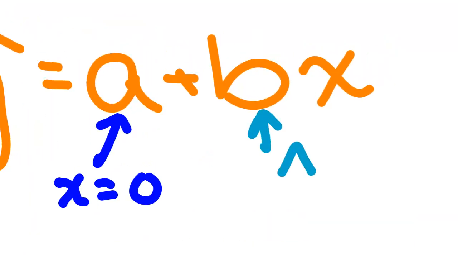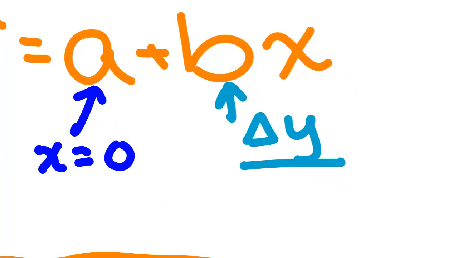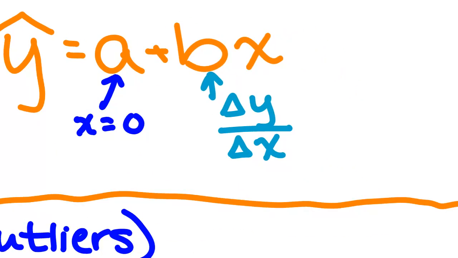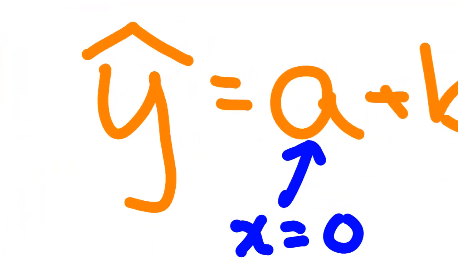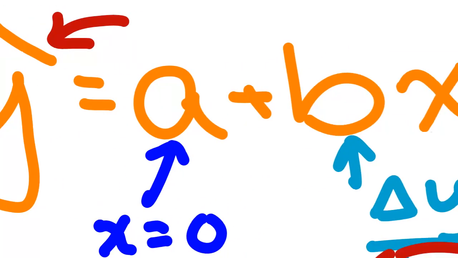B, our slope. This is the change in y divided by the change in x. And the change in x will always be equal to 1. We always have one more x, and then how is the y adjusting because of that? And this hat up here means what again? Predicted.